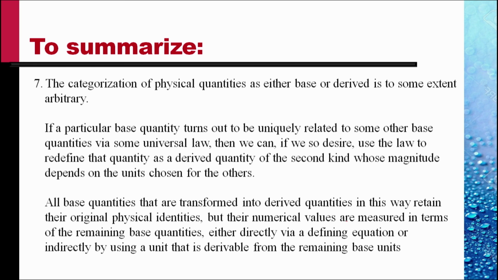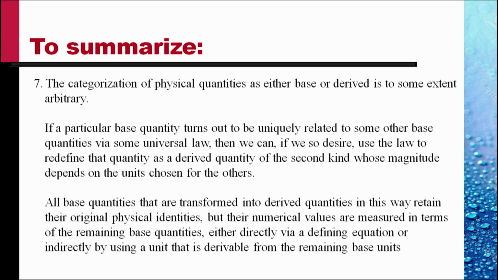The categorization of physical quantities as either base or derived is to some extent arbitrary. If a particular base quantity turns out to be uniquely related to some other base quantity via some universal law, then we can, if we so desire, use the law to redefine that quantity as a derived quantity of the second kind. Like we have derived mass as a derived quantity from Newton's law in the British system, using the slug as a mass unit.